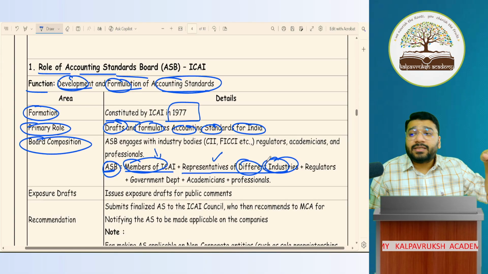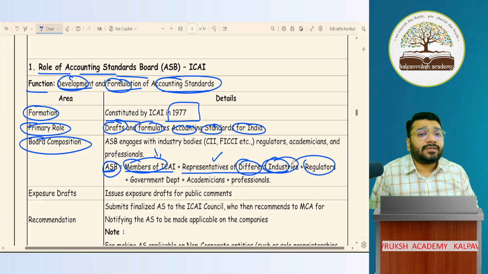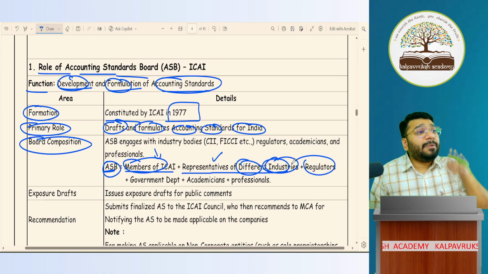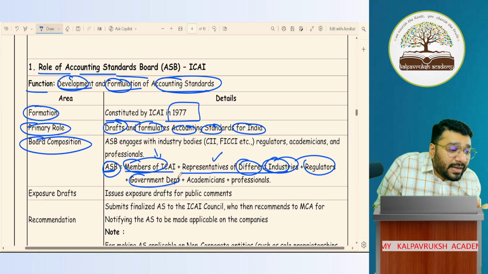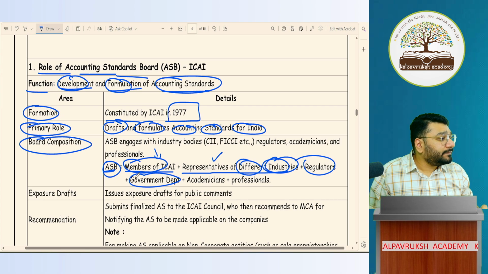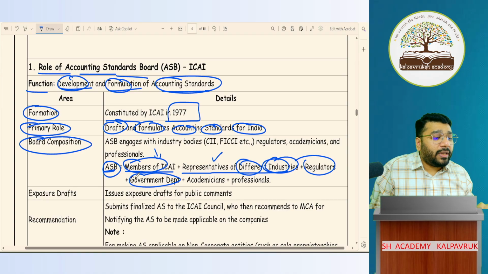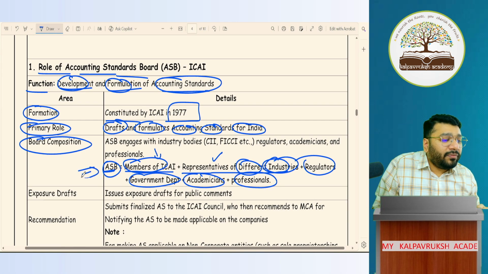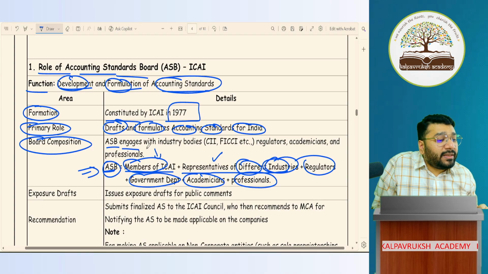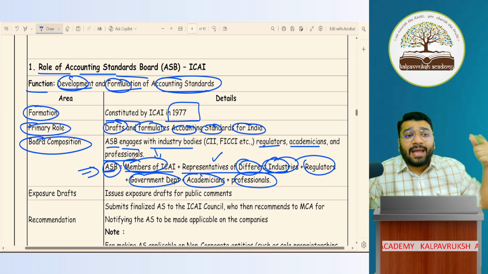Apart from that, in this board, we have different other people called regulators. Can you give me one example of regulators? RBI, SEBI. So these people will also give inputs whether these accounting standards are okay or not okay. Plus government departments such as MCA. Right? So they will give input whether the accounting standard is okay or not okay. Likewise, academicians and professional people, all of these people comprise and become a part of ASB. So ASB engages with various industry bodies, regulators, academicians, and professionals, and then decides what AS should be framed and issued.